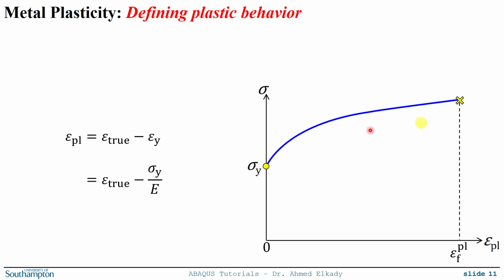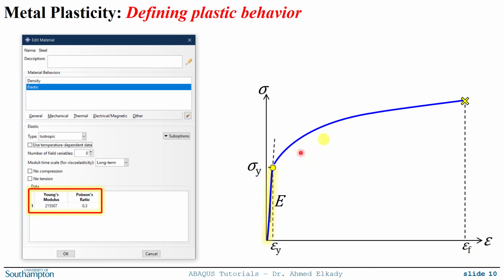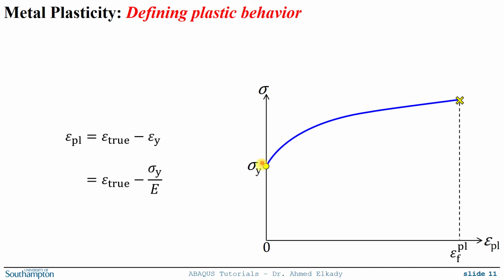For the plastic part, you need to transform your entire stress-strain curve into the plastic part only. So you need to compute the plastic strain, epsilon plastic, which will be equal to the true total strain minus epsilon y. Epsilon y is the yield strain, which is basically the yield stress divided by the modulus of elasticity that we previously computed. When you do that, the original total strain curve is shifted like this. So now you have sigma y at a plastic strain of 0, and then as plastic strain increases, your curve goes like that.